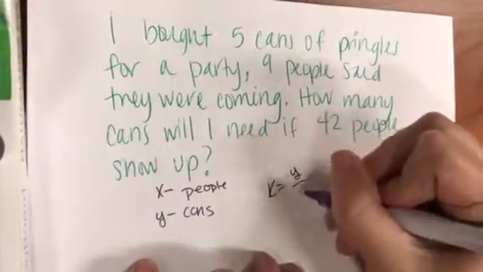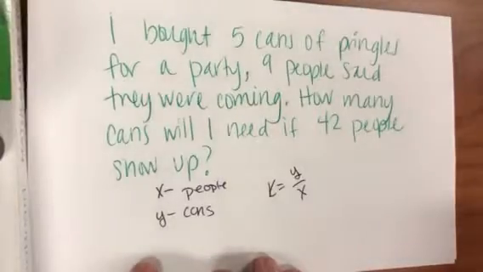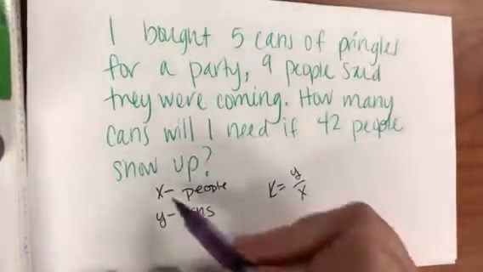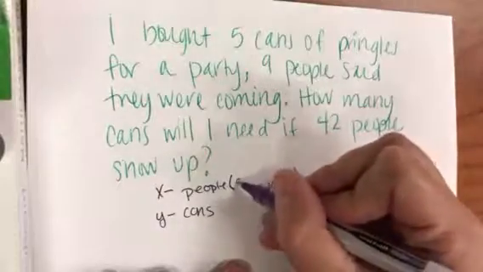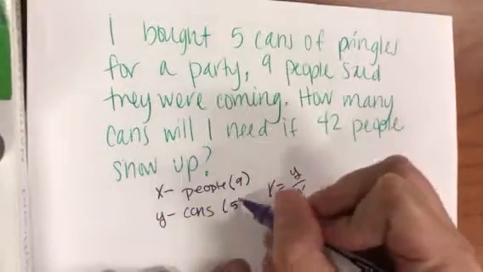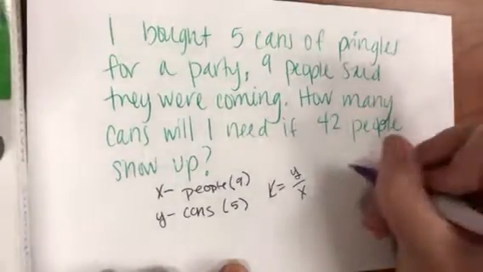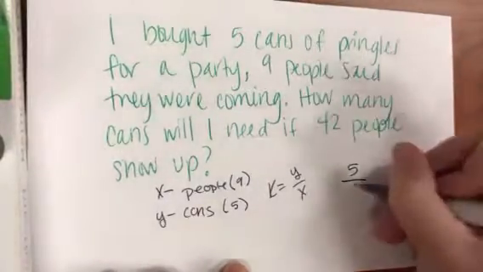So we know K equals Y divided by X, right? Right. So I can create my equation by looking at this and going, okay, I had 9 people and I had 5 cans, right? What was my Y? 5. So I've got 5 over 9.